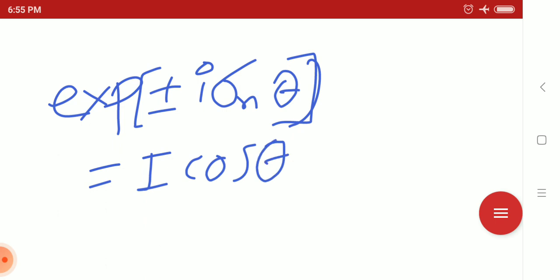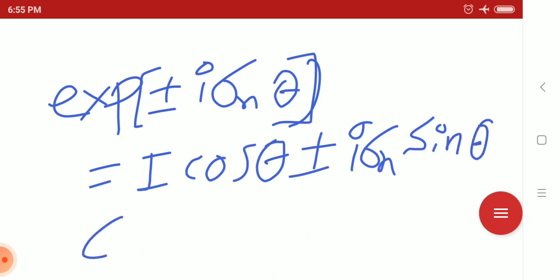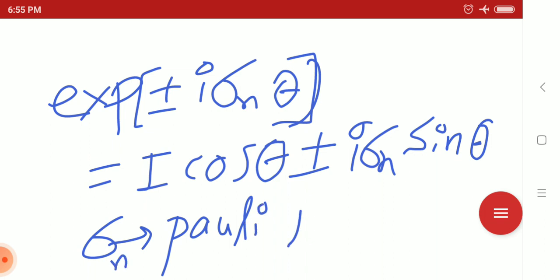So what is the expression of this rotation operator? I cos theta plus minus iota sigma n sin theta, where sigma n is the Pauli matrix. Okay, so let's discuss a problem. First, let us discuss a problem, then you will understand why the rotation operator is so important.